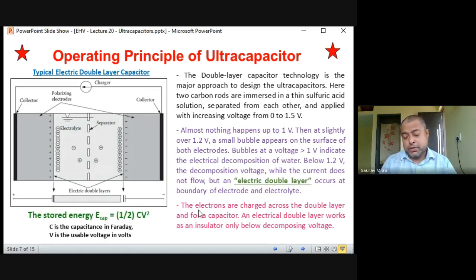Now, how much is the stored energy? You find that there are two plates separated by an electrolyte, so this is acting as a capacitor. Capacitance is given by capital C, and whatever voltage is applied between the two points, the two collectors or the two plates, is given by V. So how much is the stored energy? We know the capacitor stored energy is half CV square, the evergreen formula. Here C is the capacitance in farads, and V is the usable voltage in volts.